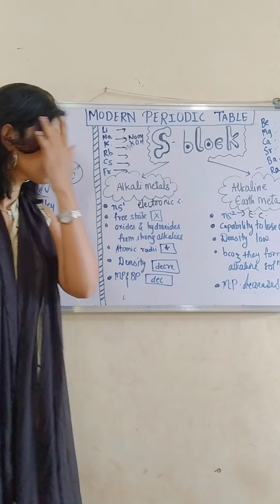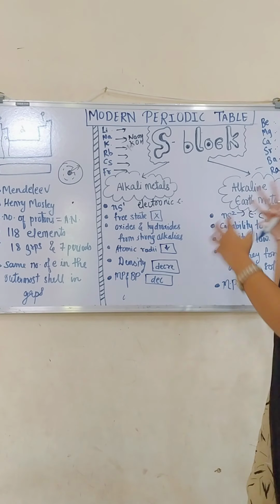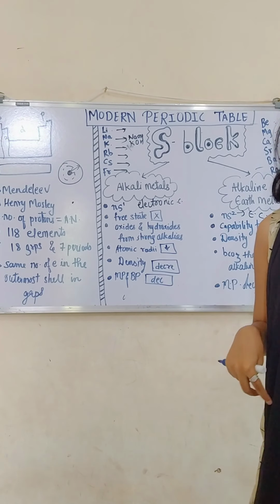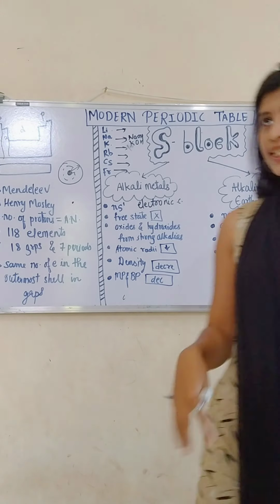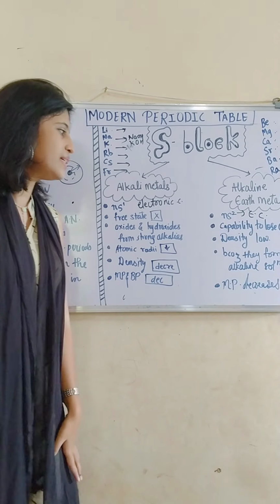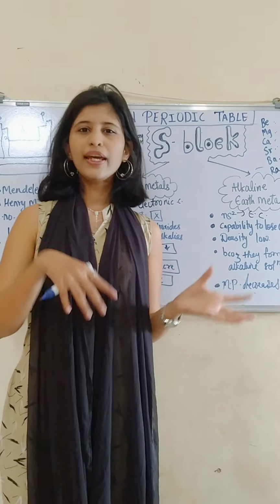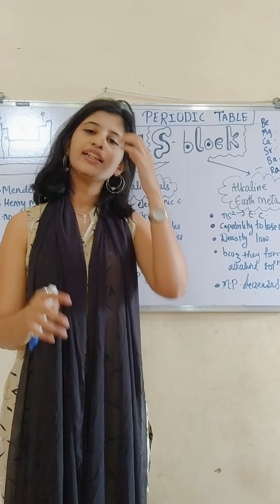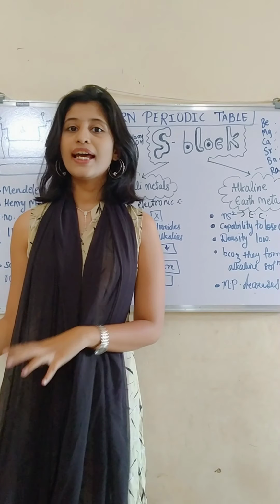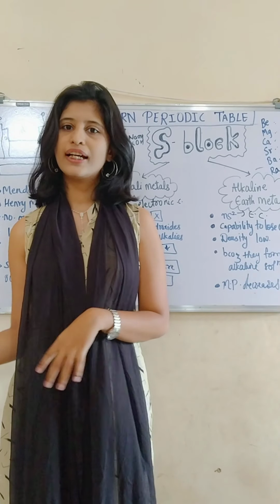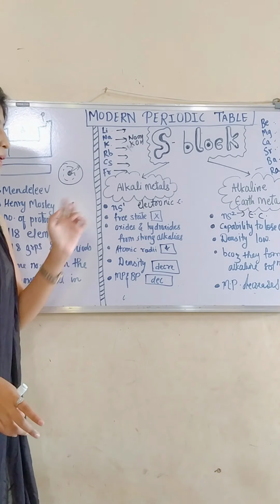Next point, again a question. Just as we call group 1 alkali metals, why are these called alkaline earth metals? Because all these elements involved in group 2, when they react with water, that is H2O, they form alkaline solutions. That is why these are called alkaline earth metals.